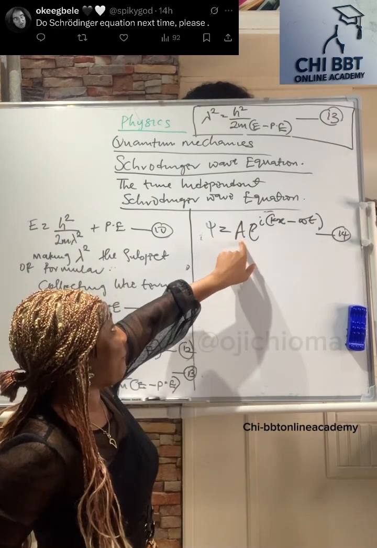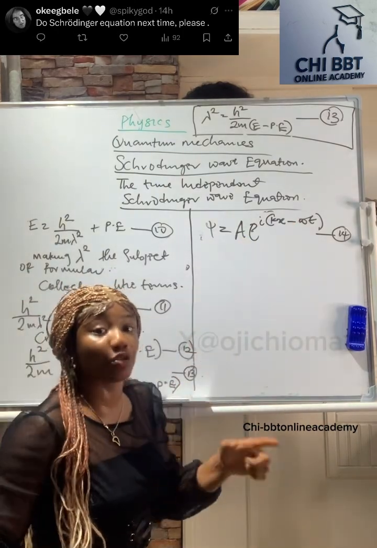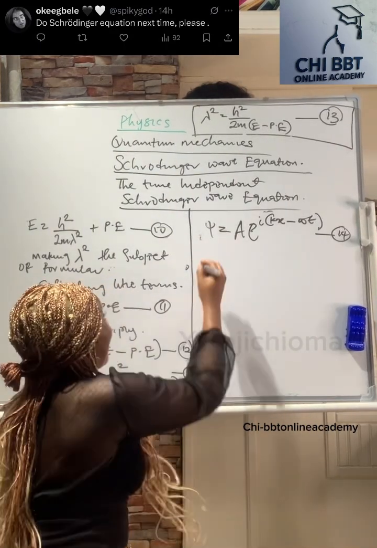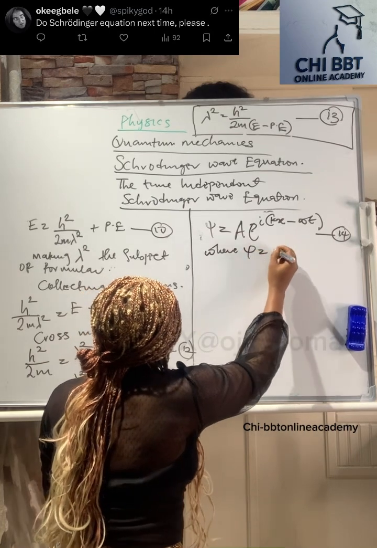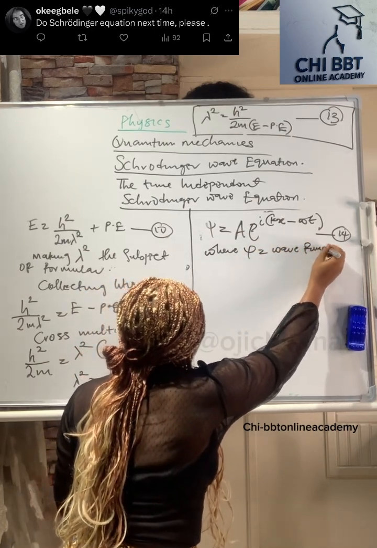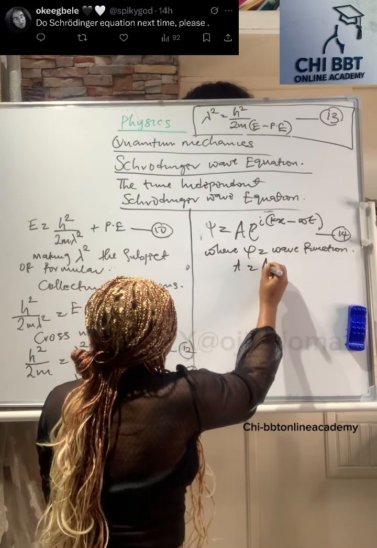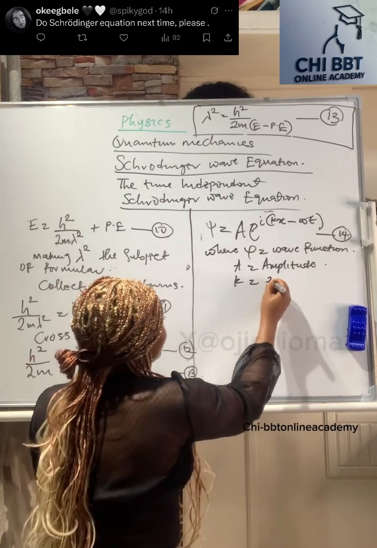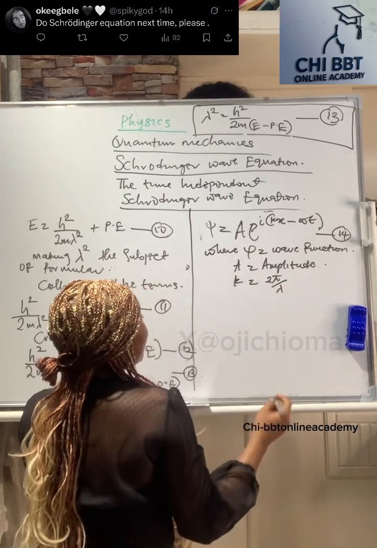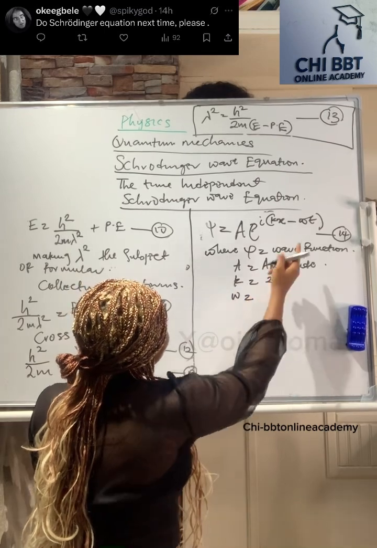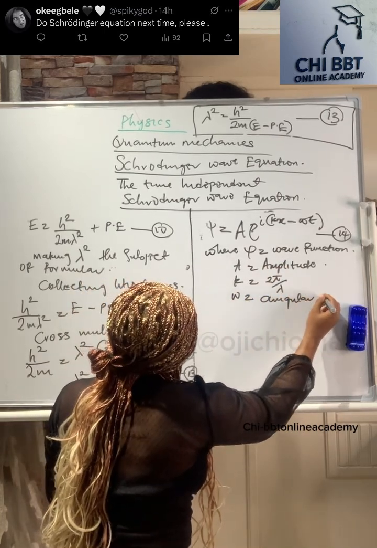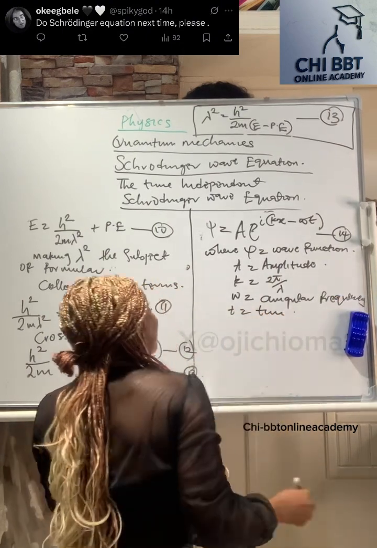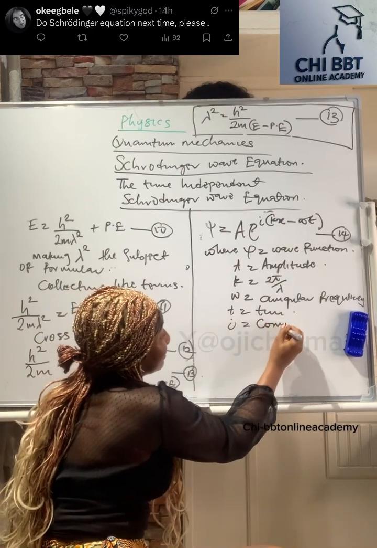You can see that this is the amplitude, exponential i, like I said when I was doing the Laplacian function. This is the standard wave equation for finding a particle, where phi is the wave function, A is the amplitude, k is 2 pi over lambda, w is the angular frequency, t is the time, and i is the complex identity.